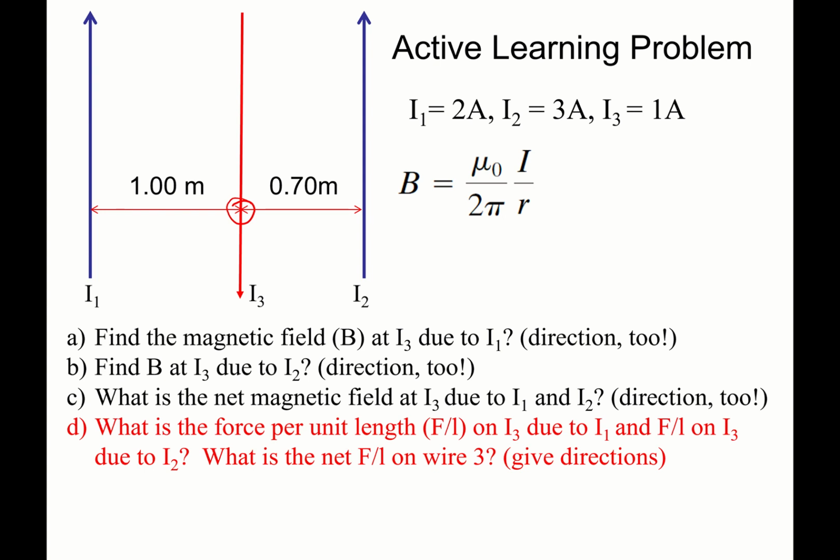So you got to figure out, are they in the same direction? Are they in the opposite direction? Do you add your answers from A and B, or do you subtract them? What's the net direction going to be? Should be either in or out. And then finally, in part D, calculate the force per unit length on wire 3 due to wire 1. So you want to calculate F31, and the force on 3 due to 2, F32, and then figure out, do you have to add them or subtract them to get the net force per unit length on them?